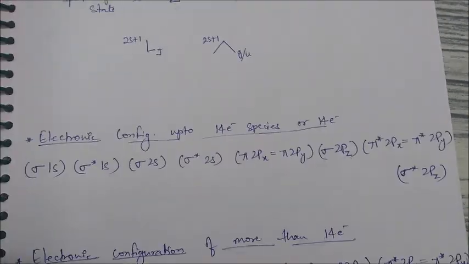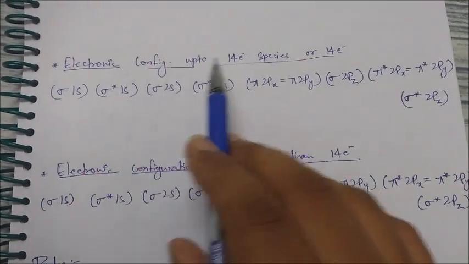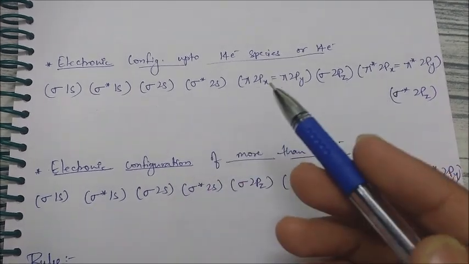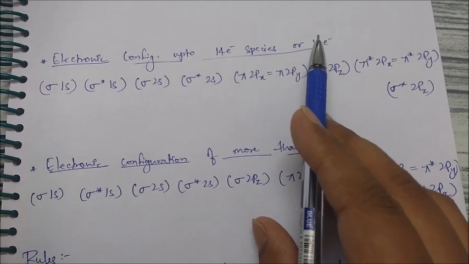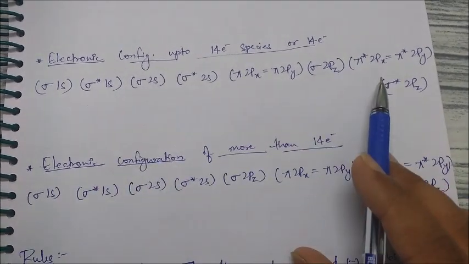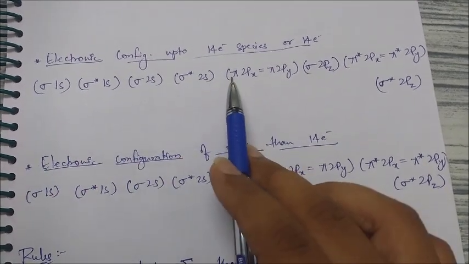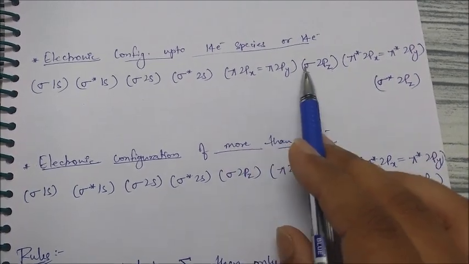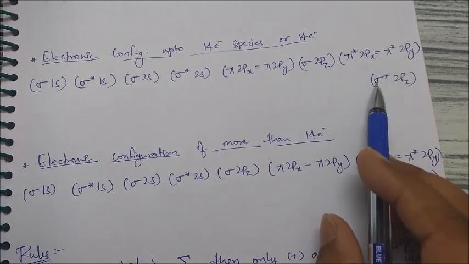Okay, so this is the basic thing which you all must be knowing. The electronic configuration for a diatomic molecule having 14 electrons or less than 14 electrons is sigma 1s, sigma star 1s, sigma 2s, sigma star 2s, pi 2px and pi 2py, both having similar energies, then sigma 2pz, then pi star 2px, pi star 2py and sigma star 2pz.